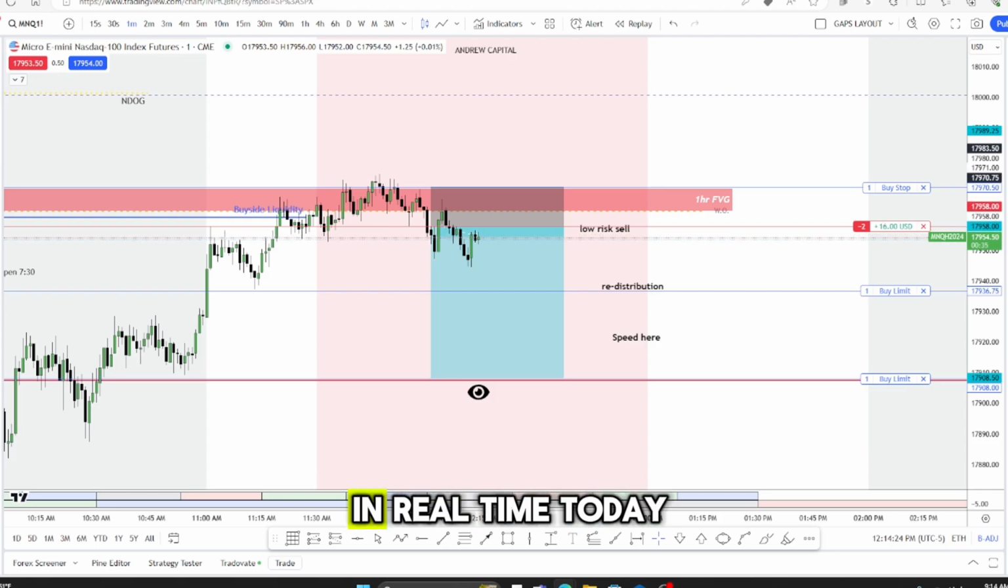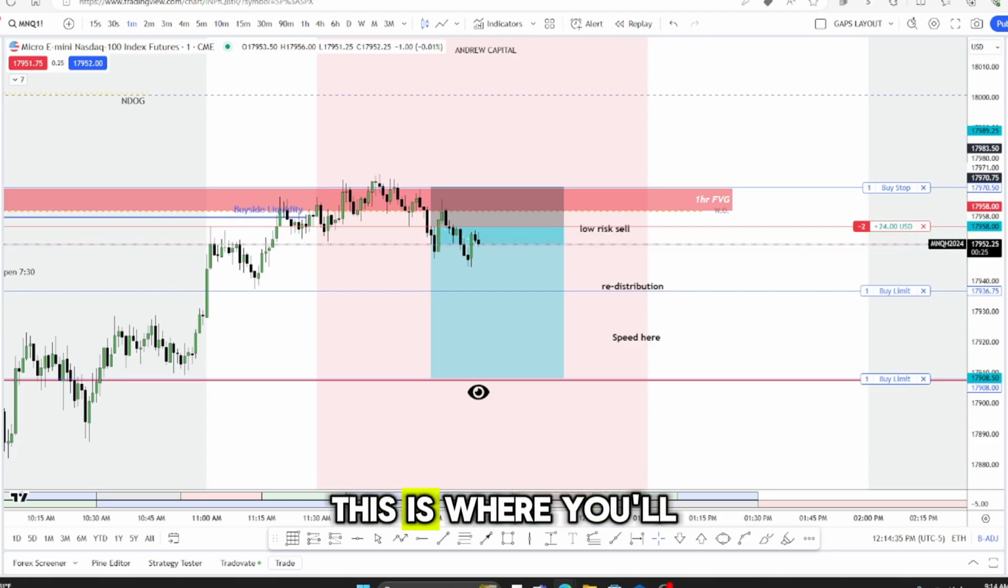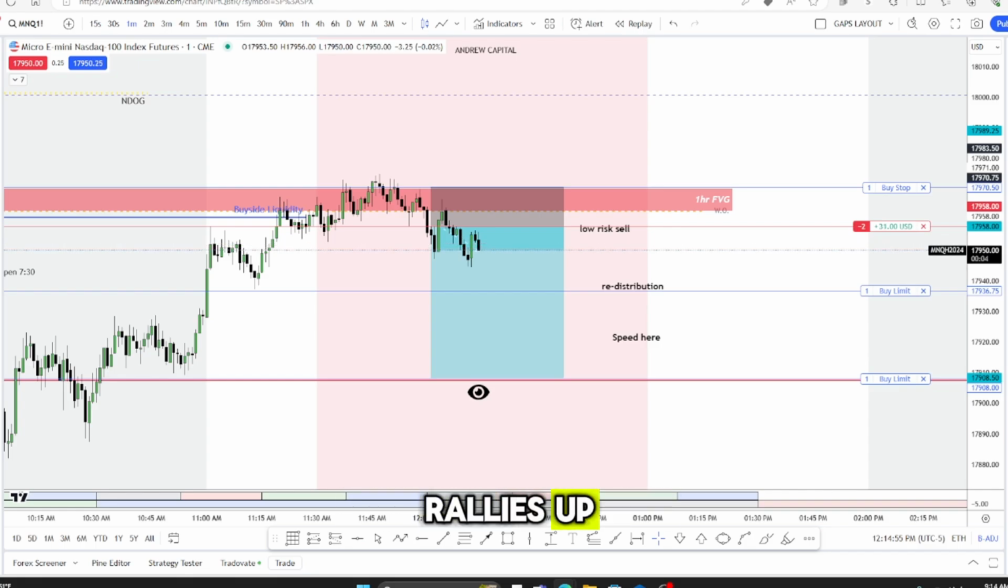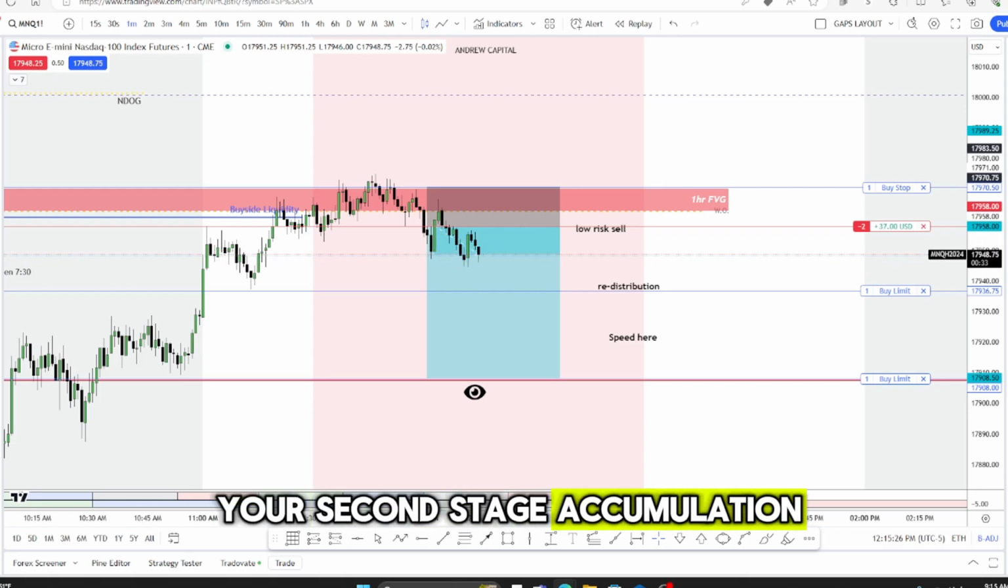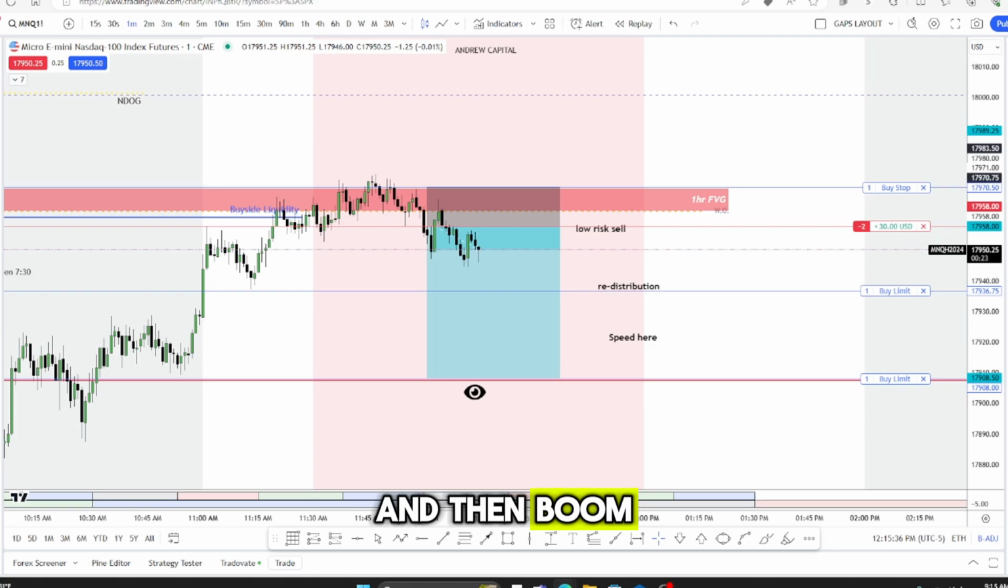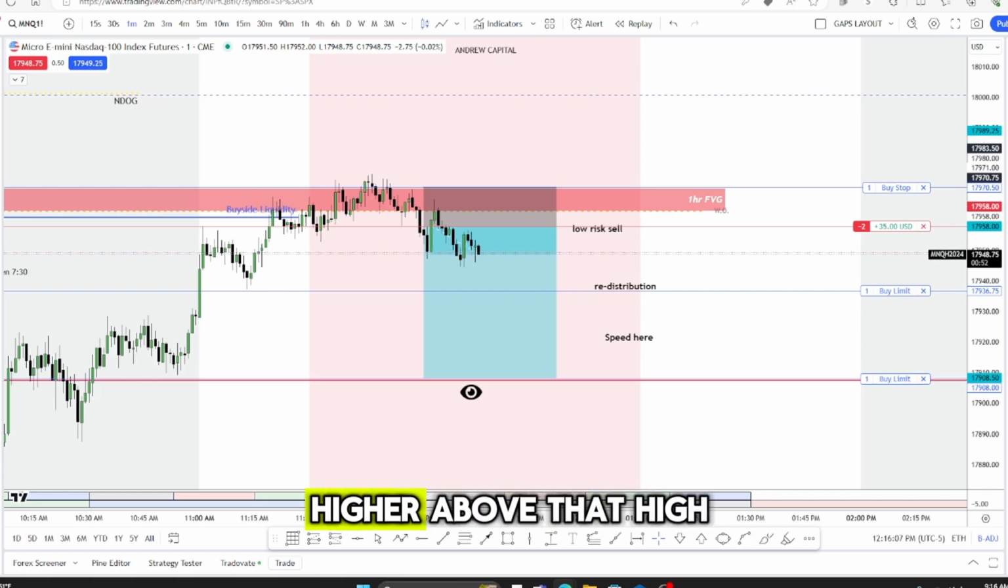Once it comes up in real time today, I did it with you. This is where you'll see the low risk buy form, and the market rallies up. We have a shift in market structure. It goes into a breaker and eventually gives you your second stage accumulation at the last premium array over here, and then boom, right there. And the market does what? It rips higher, digging into the liquidity that's leveled higher and higher above that high.